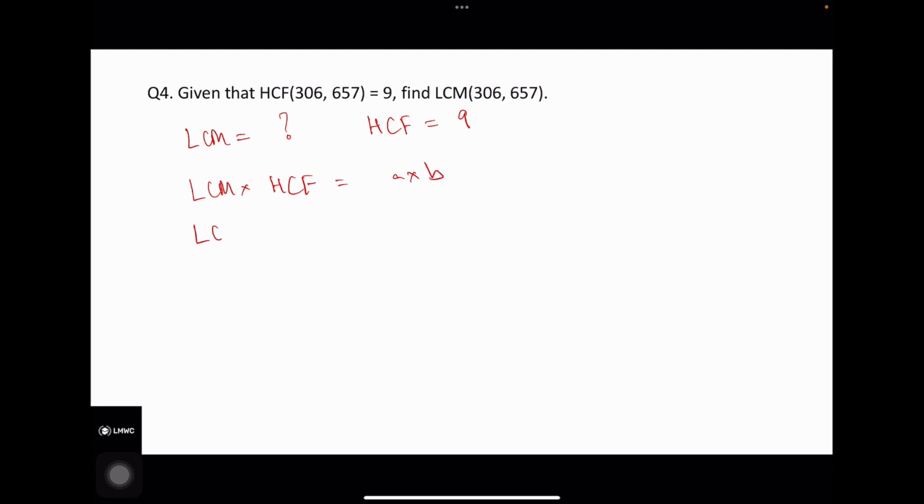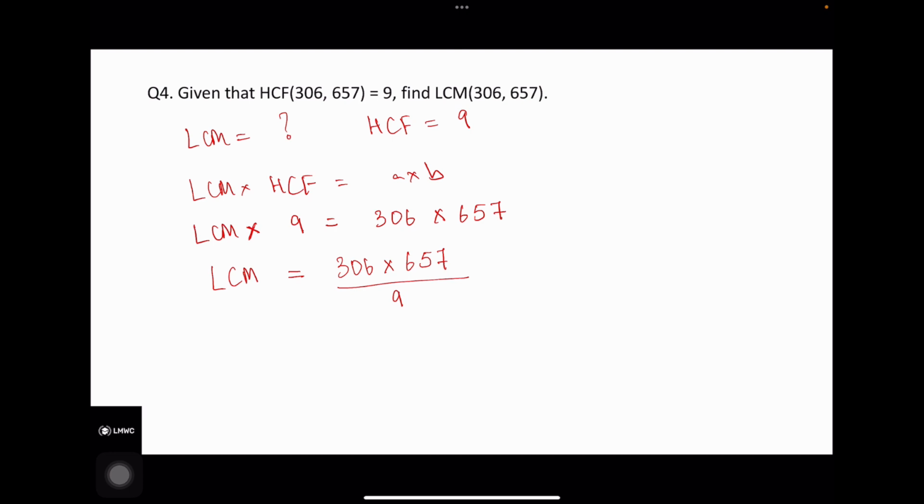So here LCM is not given, but HCF is given as 9, and the two numbers are given as 306 and 657. Since we need to find the value of LCM, I'm going to keep the LCM on the left hand side itself, but this number 9, I'm going to take to the right hand side. The moment I take the number 9 to the right hand side, it will go down in the denominator, because on the left hand side 9 is multiplied with the LCM, so it will go to the opposite of multiplication, which is division.